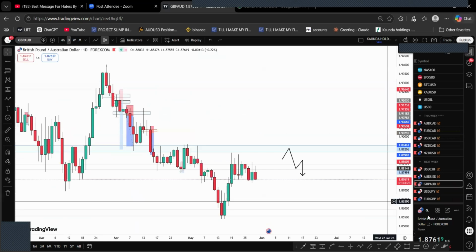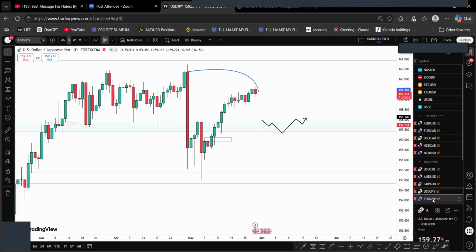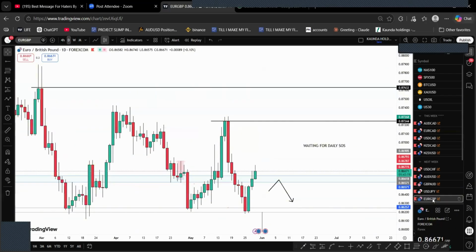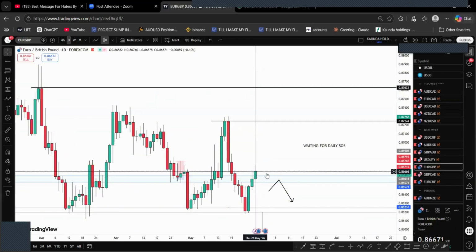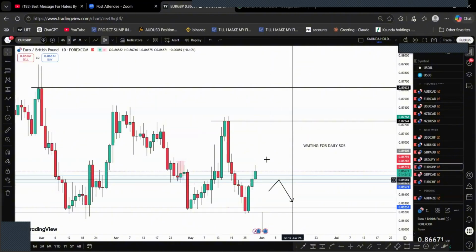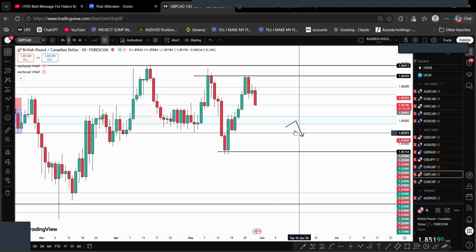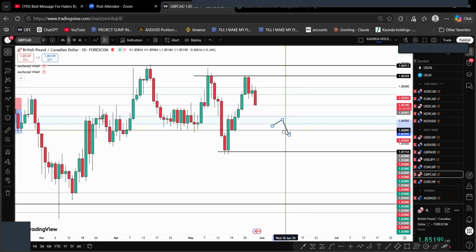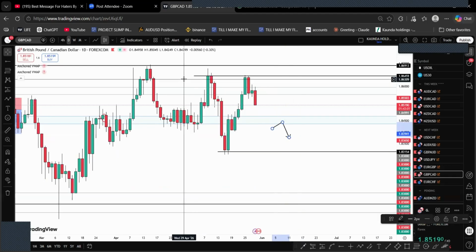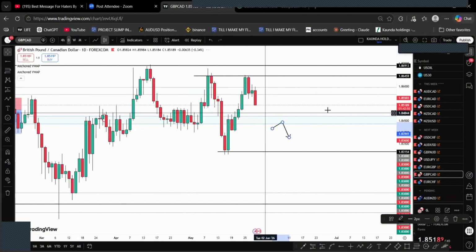GBP AUD, I still need my retest. USD JPY, I still need my retest. EUR GBP, still need my rejection at this point. So let's hope tomorrow we can see if we can get something sensible. GBP CAD, okay, cool. I still need price to break below this level here and then show me it's holding. Yeah, we'll stick to this one.